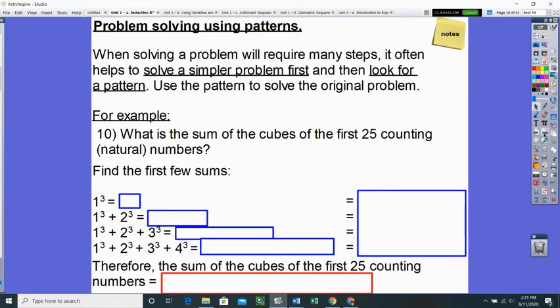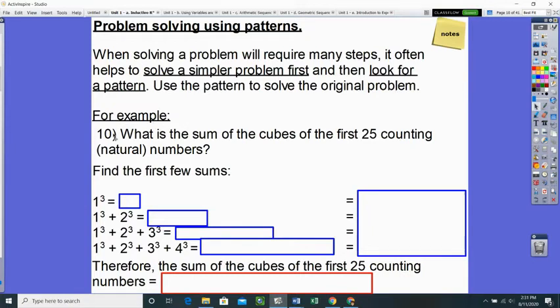So let's talk again about some problem solving using patterns. When solving a problem and it requires a lot of steps, it's often easier to break the problem down and solve a simpler problem first. We did that a few slides ago when we did adding the first 30 odd numbers. And so we're going to look at that again. And we're going to look for a pattern, so we're going to see if we can use the pattern to solve the original problem.